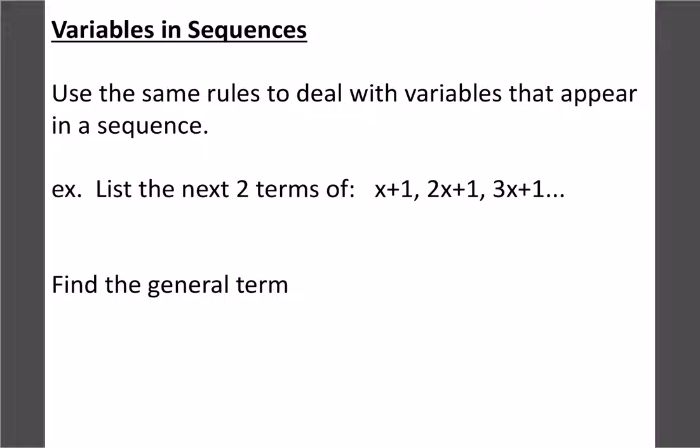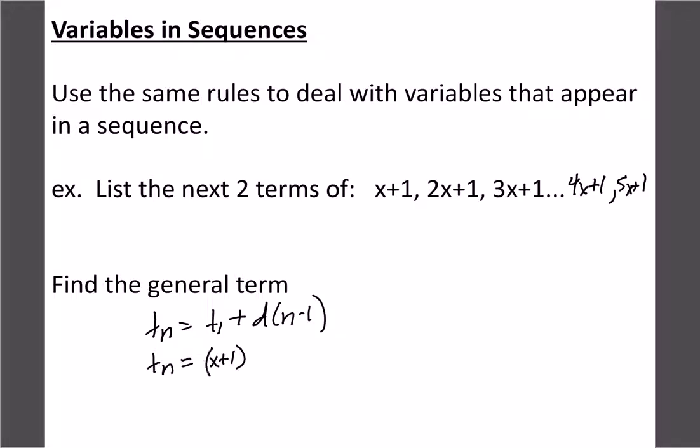Our other thing we're going to look at today that's a little bit complicated is when we get variables involved with the sequence. The same rules apply. The only thing you've got to be careful of is you're dealing with x's and so on. So if we figure out this pattern, we've got x plus 1, 2x plus 1, 3x plus 1. So you can see our next 2 terms would be 4x plus 1, and then 5x plus 1, and so on. So our general term then is term 1, which would be x plus 1. Our difference, you can see we're adding an x each time. And that's it. So you could leave it like that. That would be a good enough formula.